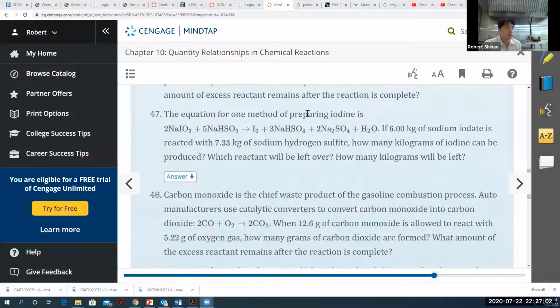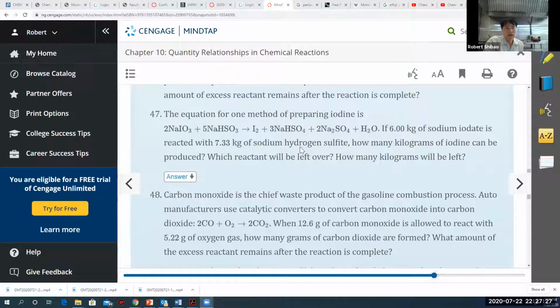The equation for one method of preparing iodine is, okay, so this is sodium iodate plus sodium hydrogen sulfite. So this one looks like a metathesis reaction. Initially when you look at it, it's metathesis, but it's going to be sodium with bisulfite and sodium with iodate. So there's no metathesis happening here.